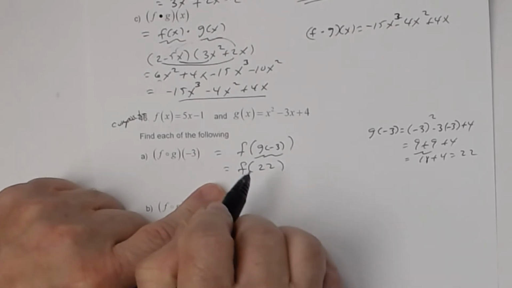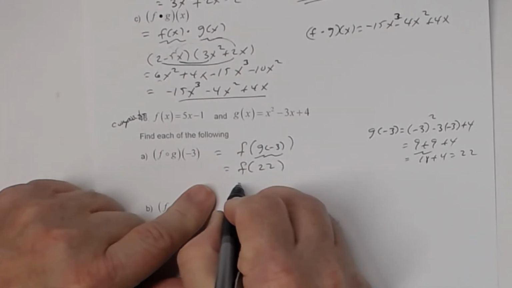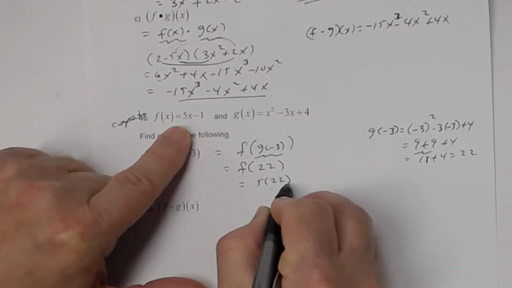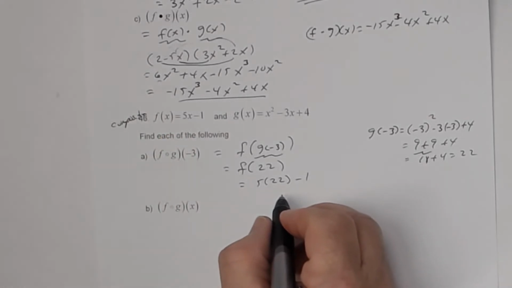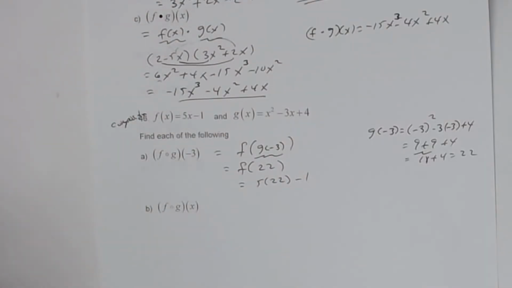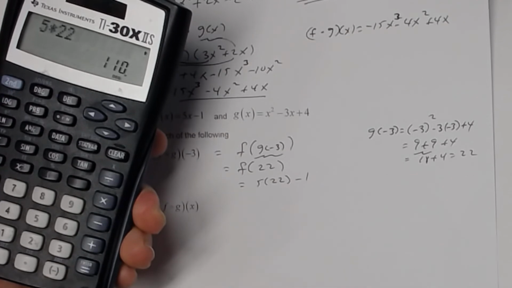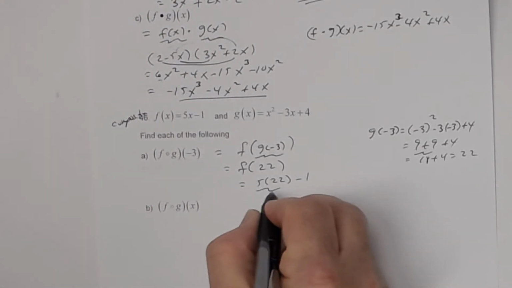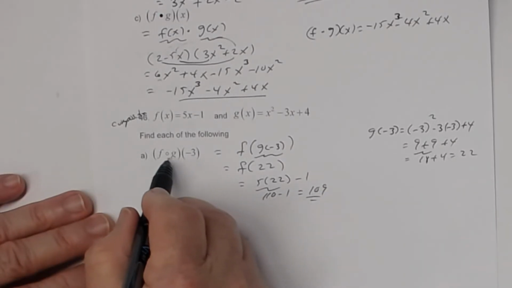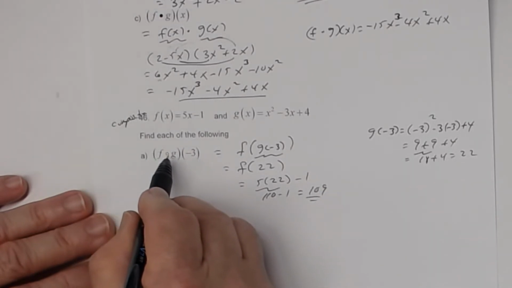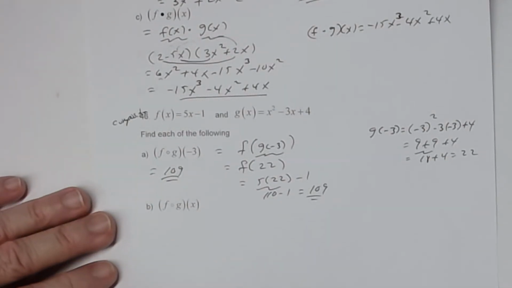For f of 22, I go to my function f, and wherever I see the variable x, I substitute 22. So this is going to become 5 times 22 minus 1. 5 times 22, if you don't know it, use your calculator. It's very easy to use a calculator, right? You just say 5 times 22, and you get 110. So this is 110 minus 1, which is 109. And there's the answer. What I found is that f composed with g at negative 3 is going to equal 109.